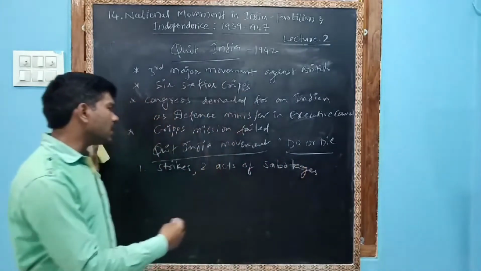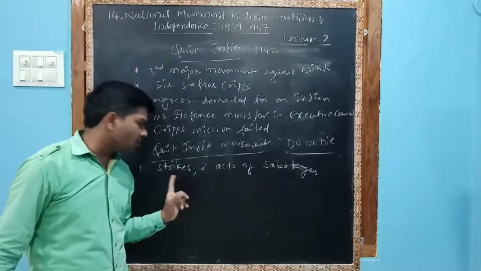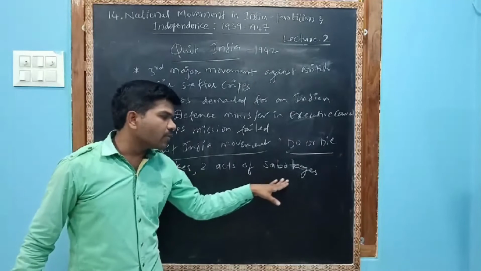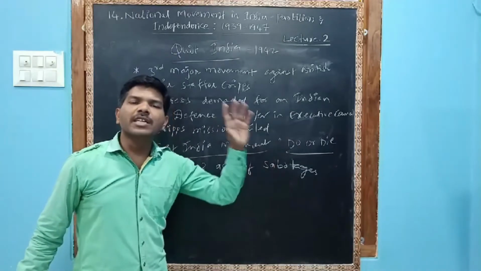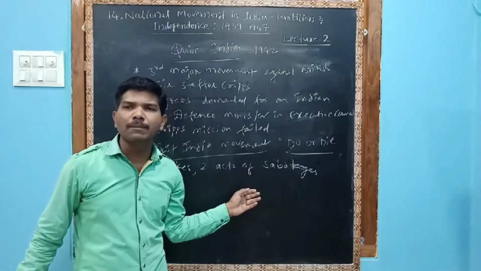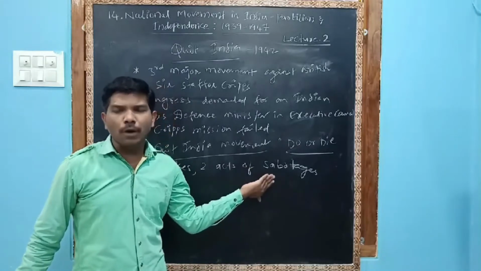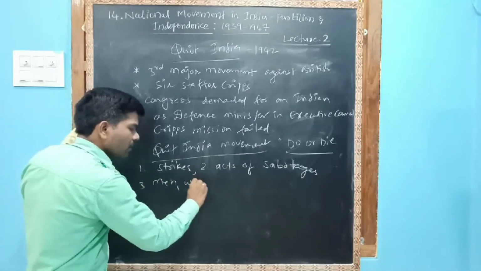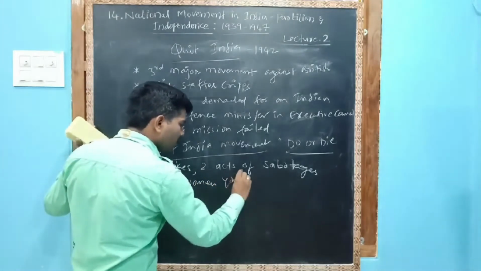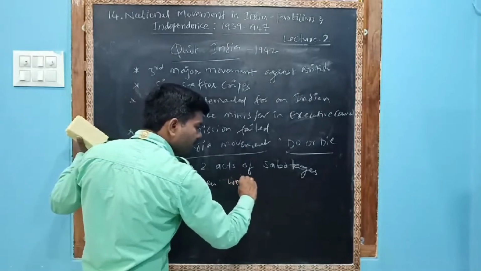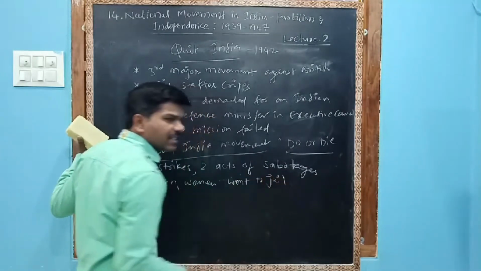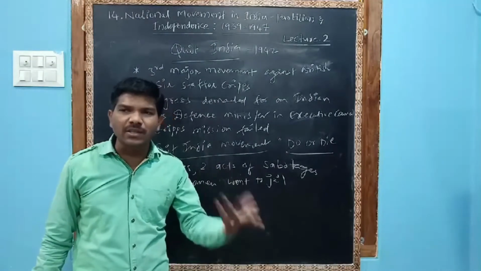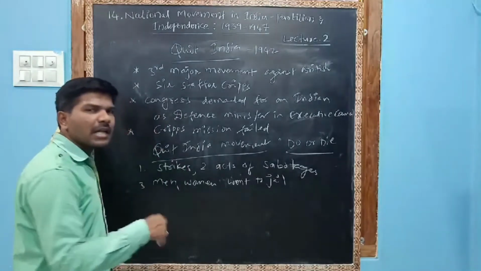Programs under the Quit India movement. Strikes were organized, and they also did acts of sabotage. Acts of sabotage means they were destroying properties. Men, women, and youth went to jail. More than 1,90,000 members were in jail. Even Gandhiji was in jail.